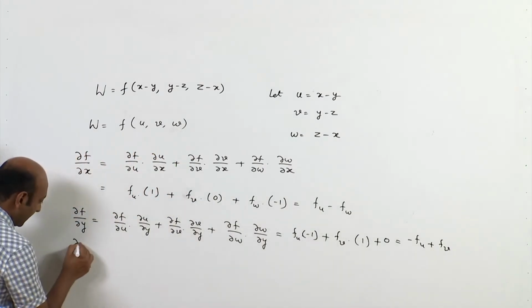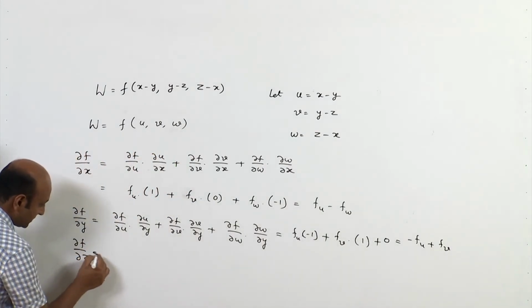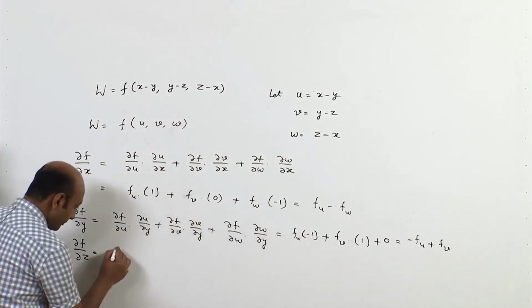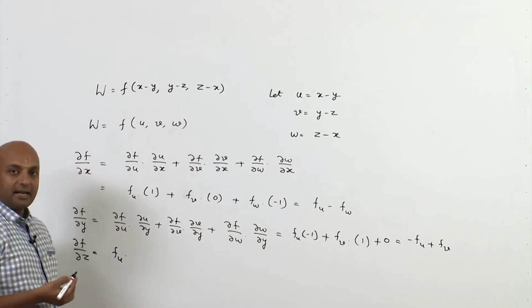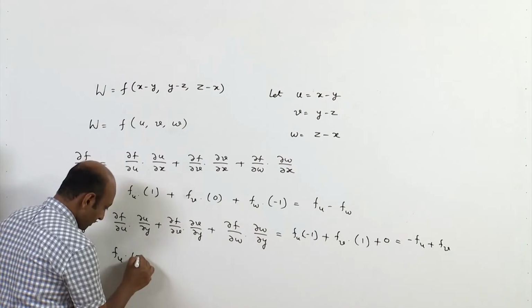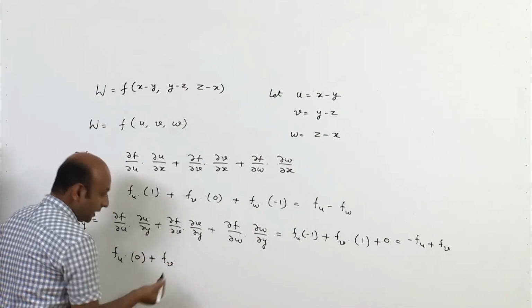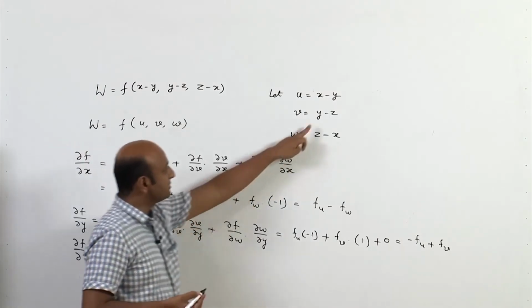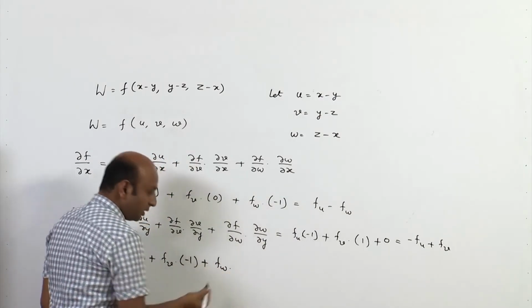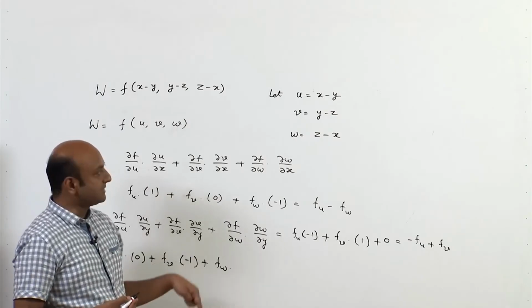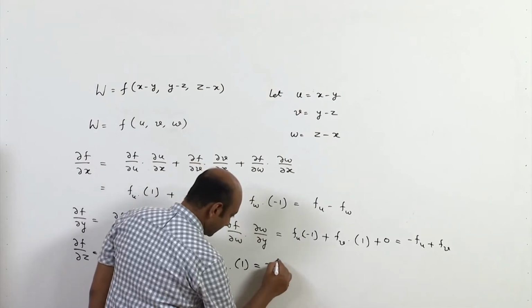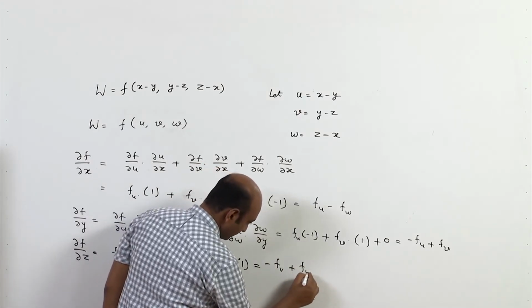Now, if we compute del f by del z, it is again del f by del u, which is f u into del u by del z, which is 0, plus f v into del v by del z, which is minus 1, plus f w into del w by del z, which is 1. So, it is minus f v plus f w.